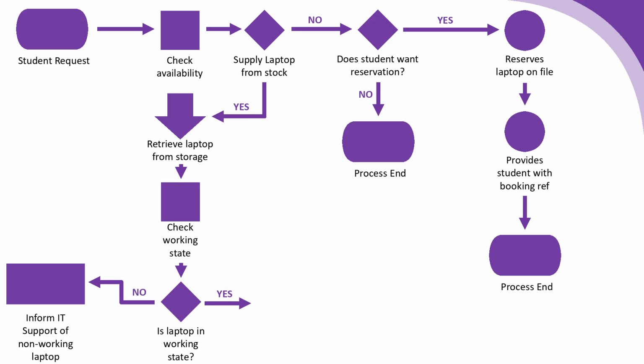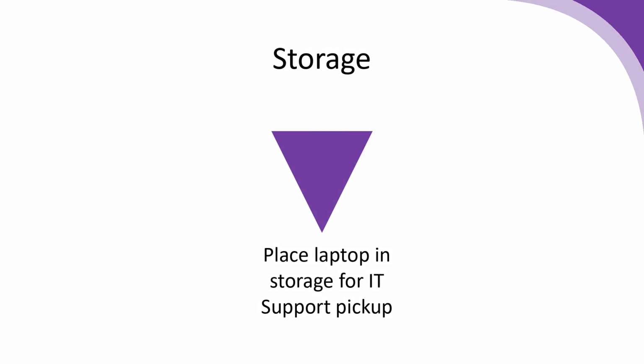So we're going to bring in a new symbol which is storage, which is an upside down triangle, and we're going to use this to identify that at this point in our process map we need to store the laptop in a particular place in order to facilitate the IT support pickup and repair. The actual repairing of the laptop would be a distinct process, but we still need to identify that the laptop needs to be stored in a particular area to facilitate that process.